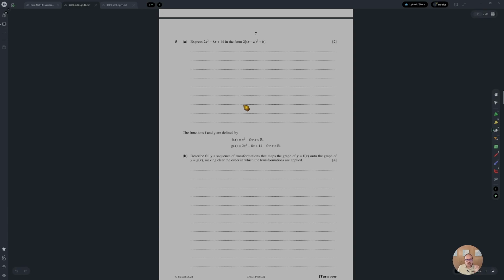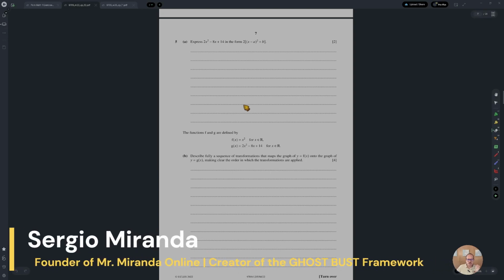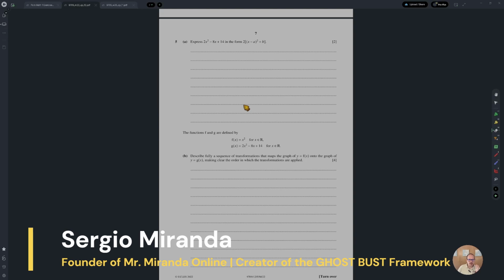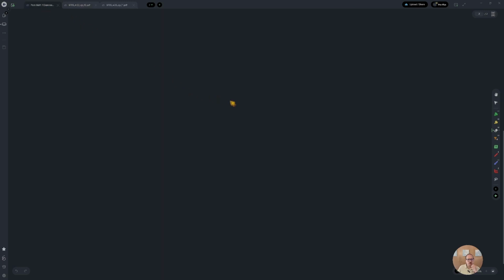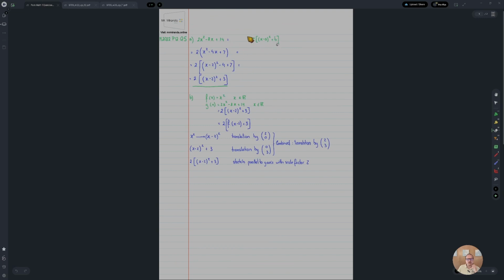Let's now look at the exam questions on translations. So this is chapter 2, lesson 4, exercise master. The first one is this, from March 2022. And the question is this: express 2x squared minus 8x plus 14 in completed square form. All right, so let's go over there and do that.